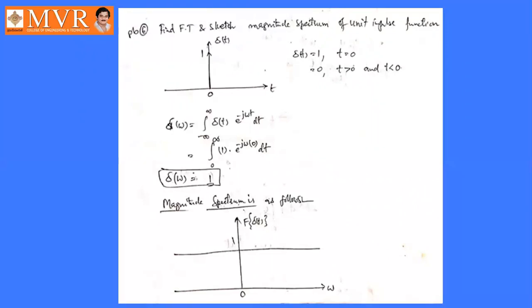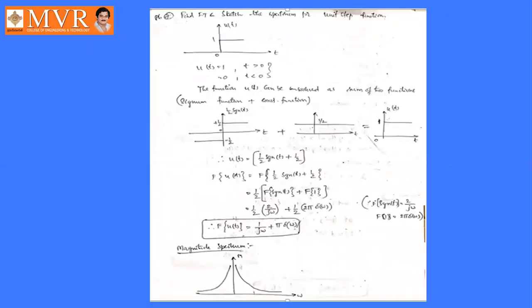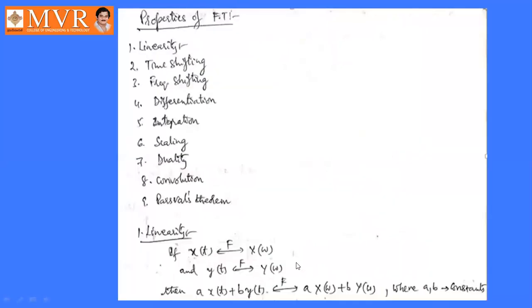Like this, for the impulse function also we'll draw the magnitude spectrum. The unit step function will be framed as a sum of half of the signum function and half of a constant function. By adding these two, we will get the unit step function, and its magnitude spectrum is like this. Okay. Next, here also we have the properties of Fourier transforms: linearity property, time shifting property, frequency shifting property, differentiation property, integration property, scaling property, duality property, convolution property, and the last one is Parseval's theorem.